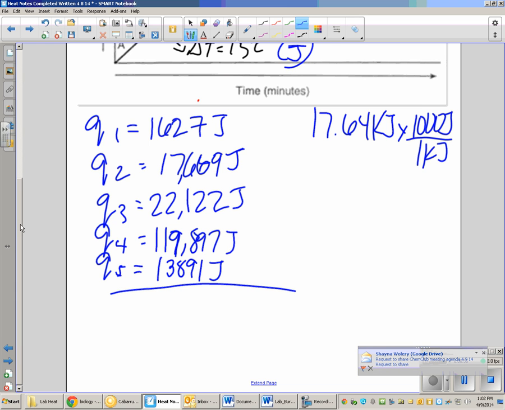So as you can see, this is a process you have to go through. Once again, 5 Qs, 2 different types of equations, add them up, and you get your total Q, or heat.